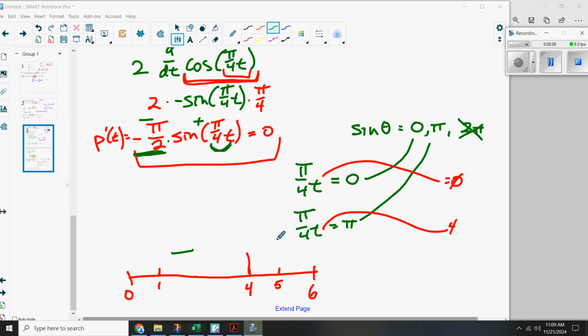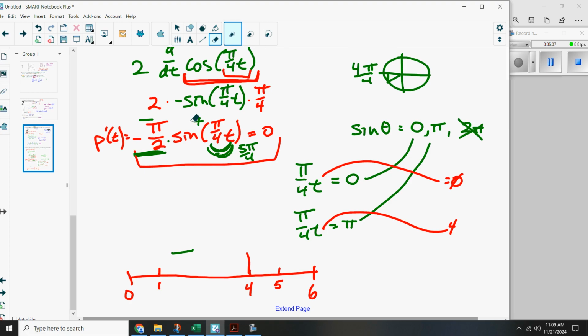And then if I test 5, this is going to be 5 pi over 4. I'm thinking about my unit circle here. Here's pi, which is 4 pi over 4. So 5 pi over 4 is going to be down here, and since the sine is my y value, here it's going to be negative. So I would have a negative times a negative, which is a positive. So in this interval, it's going to be positive.